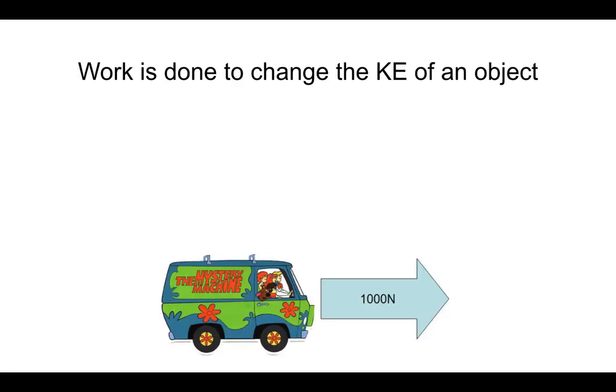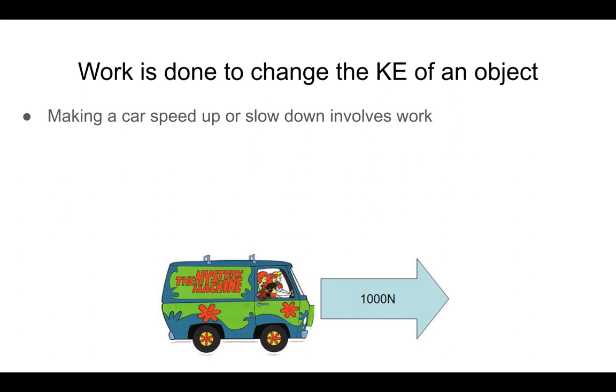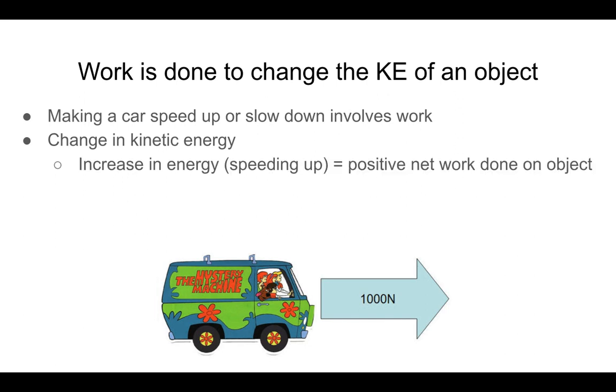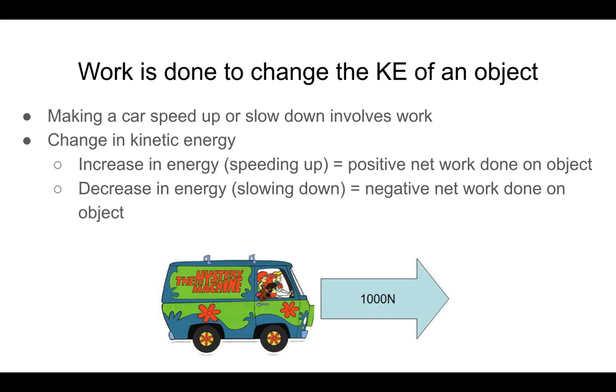Now, work can be done to change either the kinetic energy or the potential energy of an object. If we are changing the kinetic energy, something like making a car speed up or slow down, that's going to involve work. Remember, if we're speeding up, our kinetic energy is increasing. If we're slowing down, our kinetic energy is decreasing. So if we have an increase in kinetic energy, or we're speeding up, then positive net work is done on the object. And if we're decreasing in kinetic energy, so slowing down, negative net work is done on the object.